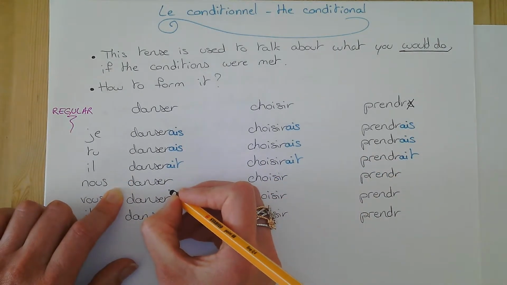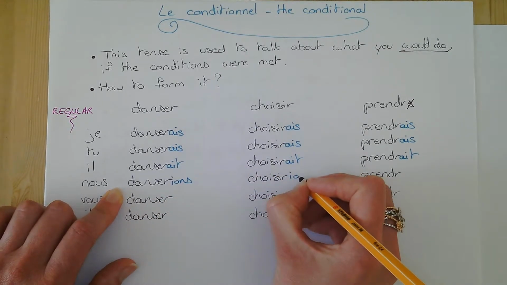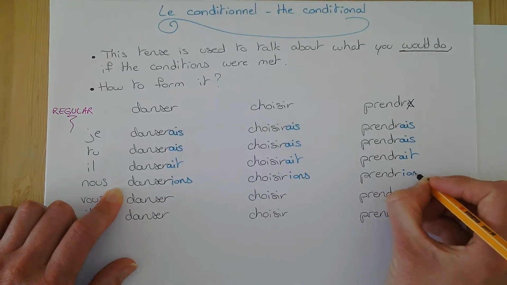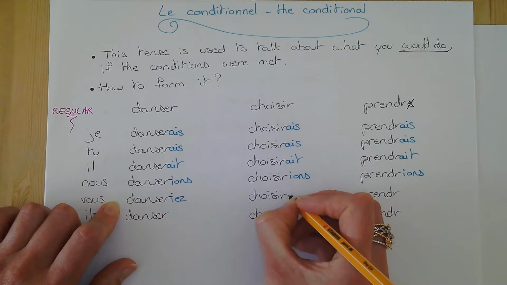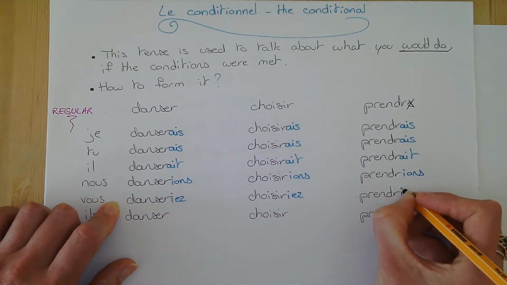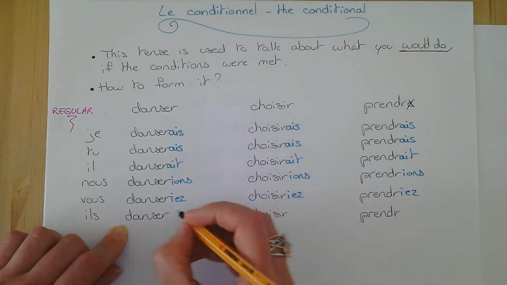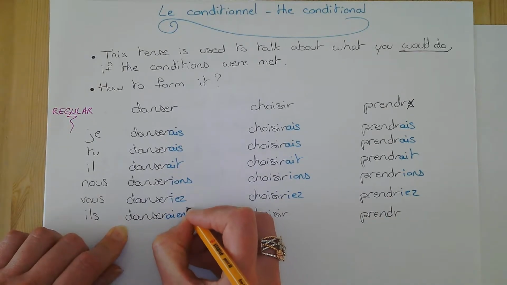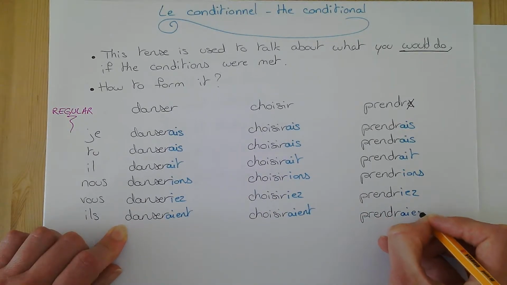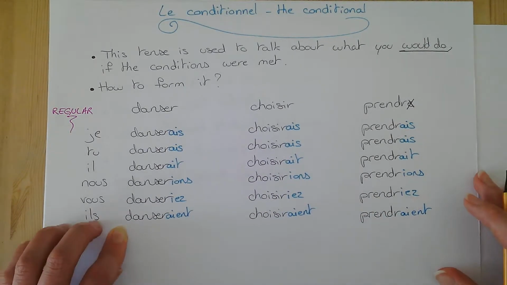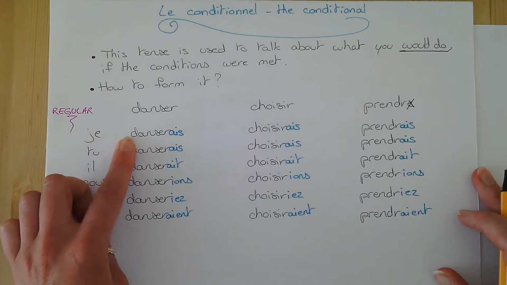For nous, it's IONS. For vous, it's IEZ. And for ils, it's AIENT. And in terms of translation now, you've got I would dance, je danserais.